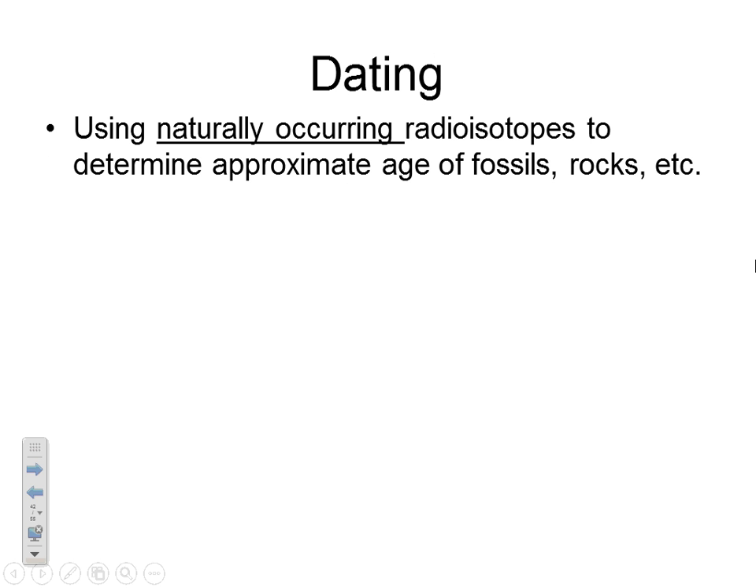So with dating, we're using naturally occurring radioisotopes to determine how old is this fossil, how old is this rock, how old is this anthropological sample we found, etc. But it's naturally occurring radioisotopes. So we're not using artificial radioisotopes here, like uranium or plutonium. It would be things like carbon.